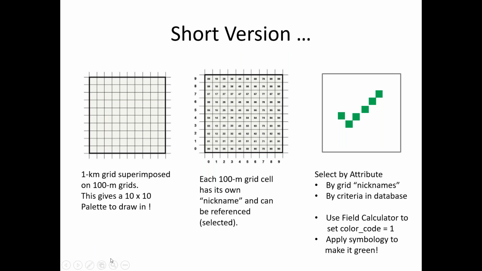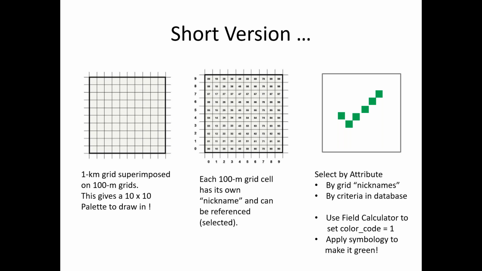Now here is the short version on how the glyphs work. There is a paper included with this presentation that will tell you more details on how to do it. Basically, we are using two sets of grids. We're using the 1 kilometer and the 100 meter. And so this is where we get the 10 by 10 palette.